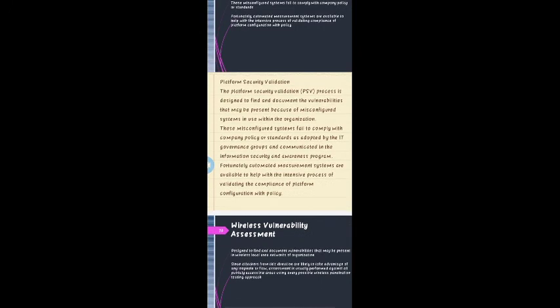Platform security validation is designed to find and document vulnerabilities that may be present because of misconfigured systems used within the organization. These misconfigured systems fail to comply with company policy or standards. Fortunately, automated measurement systems are available to help with the intensive process of validating compliance of platform configurations with policy.